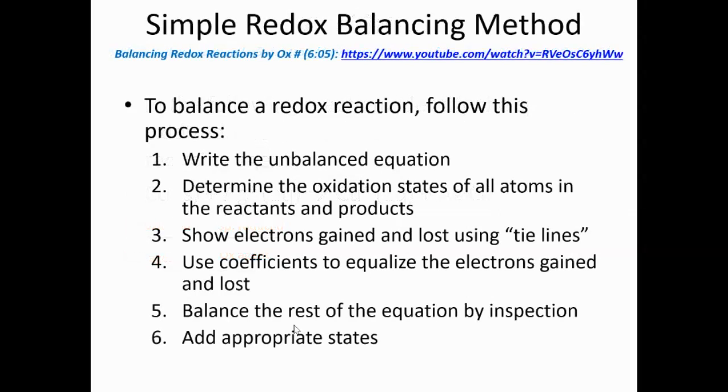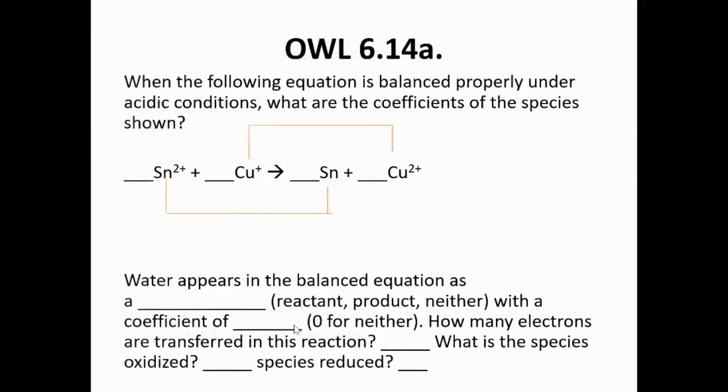Now, how do we balance a redox reaction? We're going to follow this process. First, write the unbalanced reaction. Second, determine the oxidation states of all atoms in the reactants and products. Third, show the electrons gained and lost using tie lines. Fourth, use coefficients to equalize those electrons gained and lost. Fifth, balance the rest of the equation by inspection. Sixth, add appropriate states.